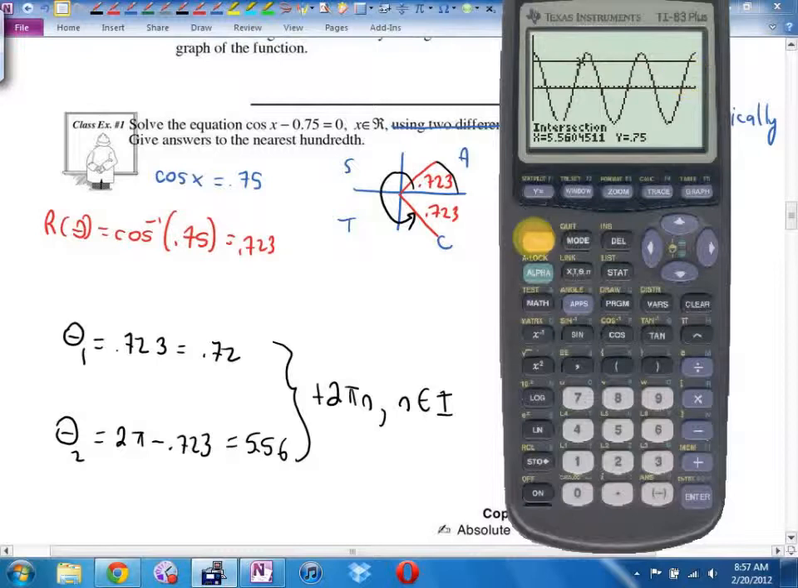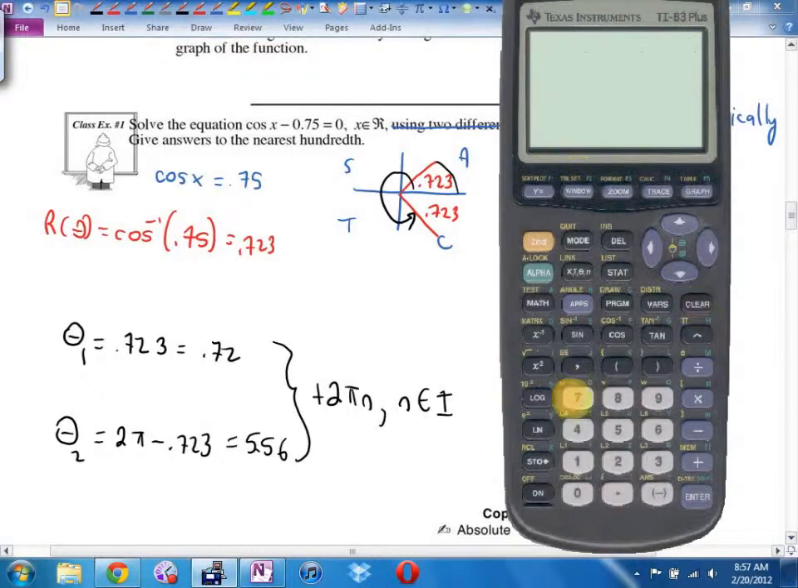So now if I find the third one, second function, calculate, intersection, first curve, second curve, guess, I get 7.006. 7.006 minus the first one, 0.723, gives me 6.28. You know what 6.28 is, the difference between them? It's 2 pi. Isn't pi 3.14? 6.28. So you can also find them graphically. I argue that's way more work than doing it algebraically and not as clean.